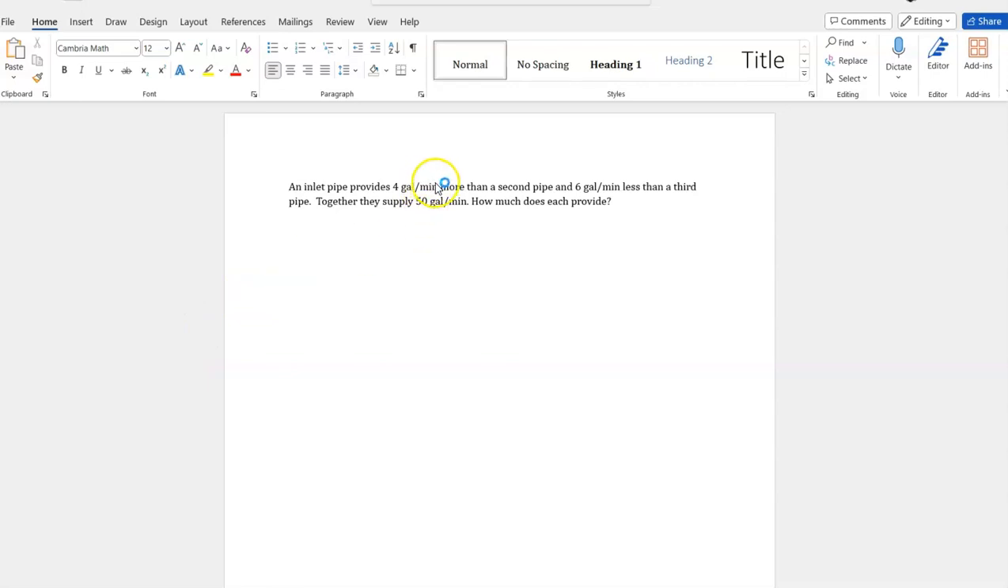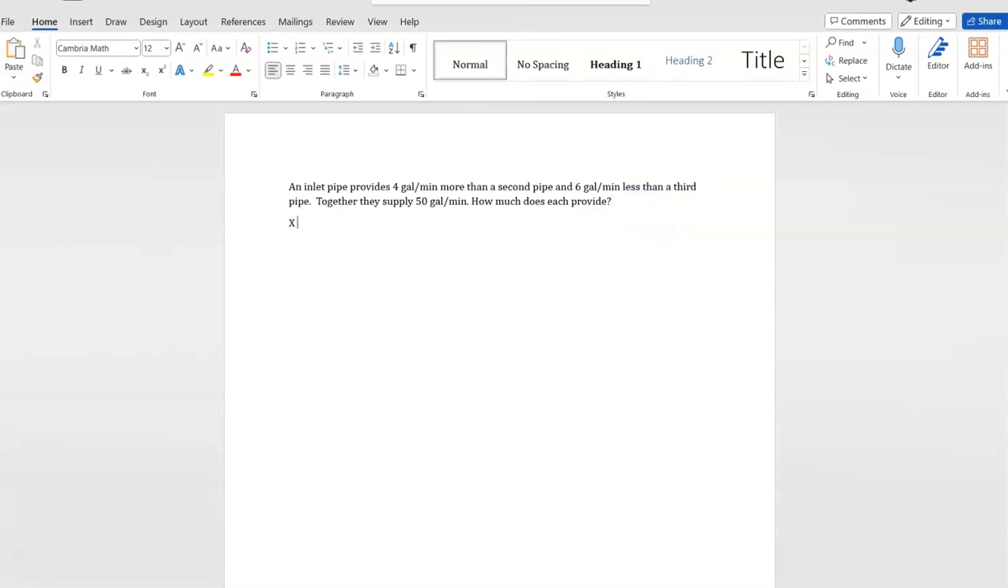First thing, these are all the same units: gallons per minute, gallons per minute, gallons per minute. Always check. Sometimes they might trick you and be half and half, so always be watching for that. Now, we are trying to figure out how much each of these is going to provide.